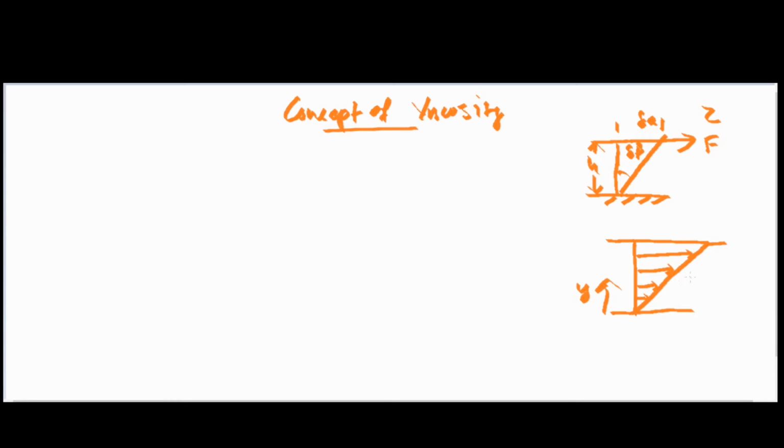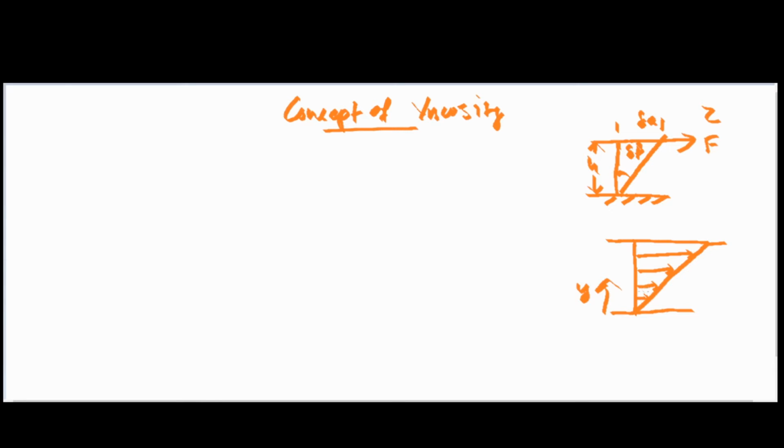We have a small lump of fluid here, and we apply a force, or we can call it a shear stress. Now this is the displacement from this point to this point. The fluid is displaced by delta A, and this is the height of the fluid, and this is the small angle delta beta.